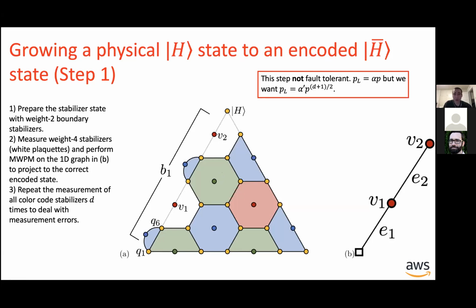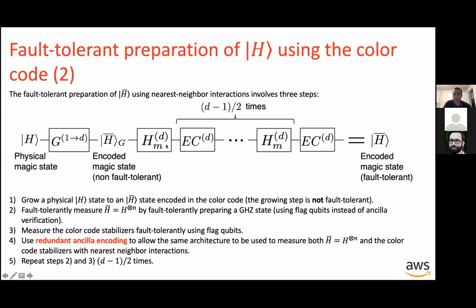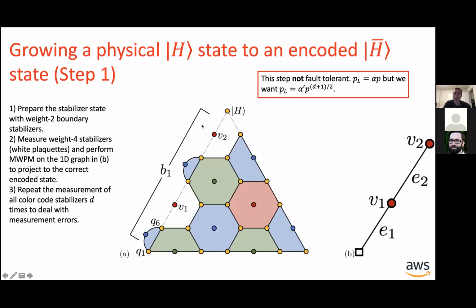Okay, so now I'll describe steps 2 and 3 in the process for preparing this H state. But instead of starting with Hadamard measurements, I'll start with doing error detection, and I'll explain why.